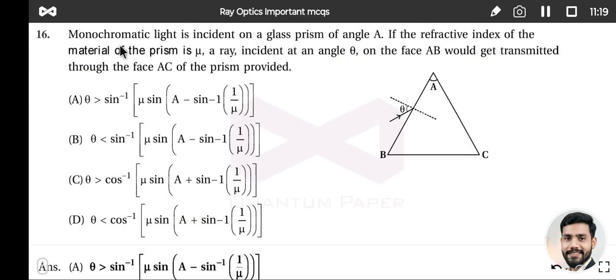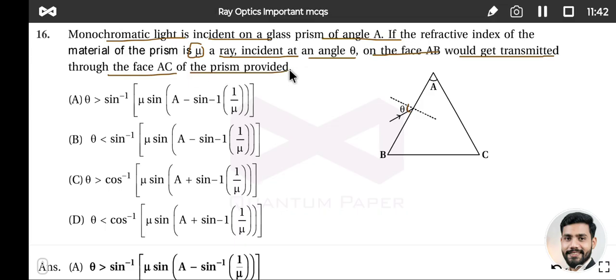Look at the next important question. A monochromatic light is incident on a glass prism of angle A. If the refractive index of the material of prism is mu, and the ray is incident at an angle theta on the face AB, it would get transmitted through the face AC of the prism provided. So the question is saying at what angle theta this incident ray must come such that it will get transmitted through this surface AC outside. So that theta we have to find out.